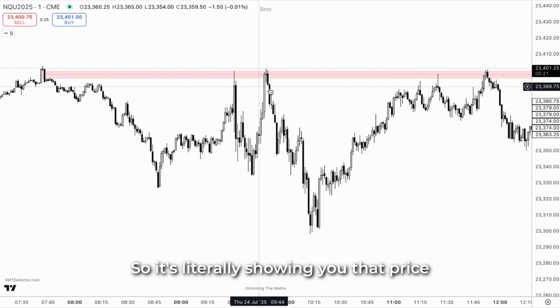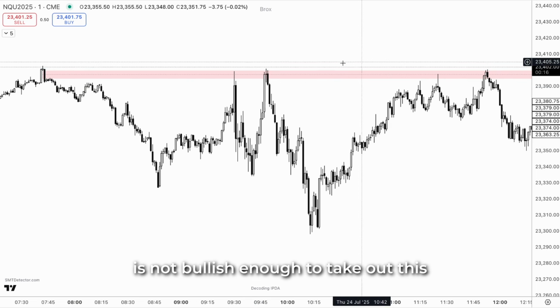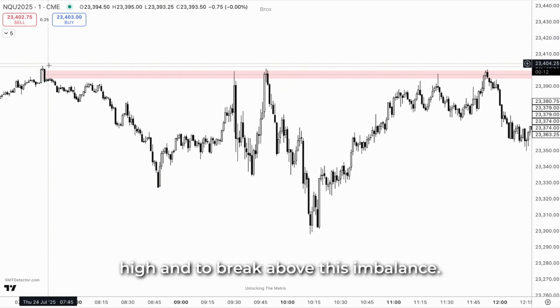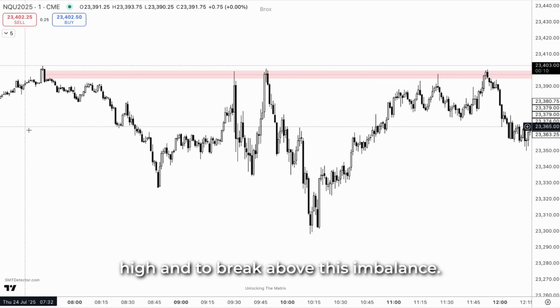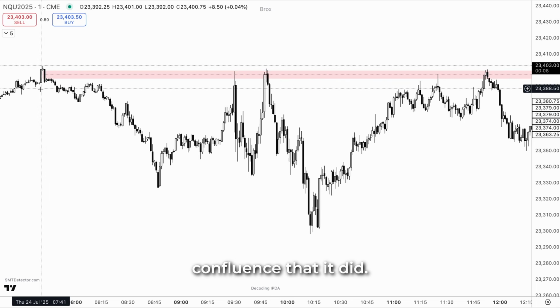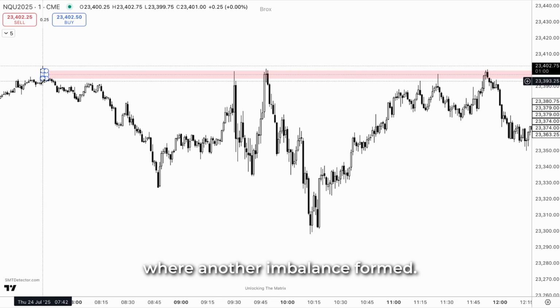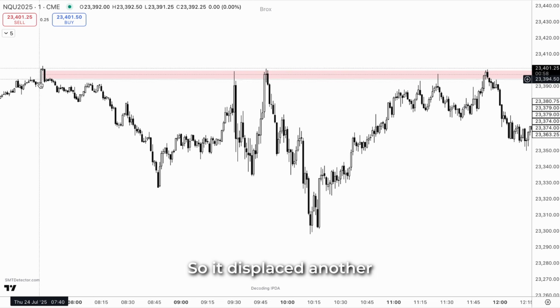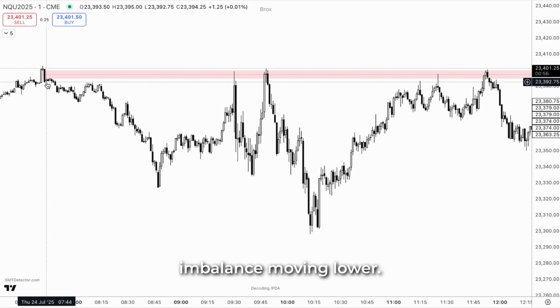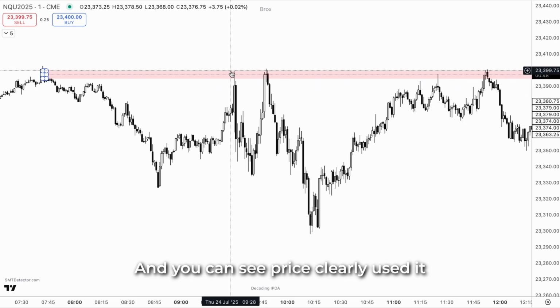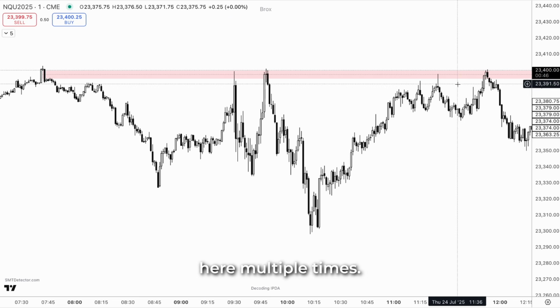So it's literally showing you that price is not bullish enough to take out this high and to break above this imbalance. Now, of course, it's also a nice confluence that it formed exactly where another imbalance formed. So it displaced another imbalance moving lower. You can see that right here. That's one form of a BPR, and you can see price clearly used it here multiple times.